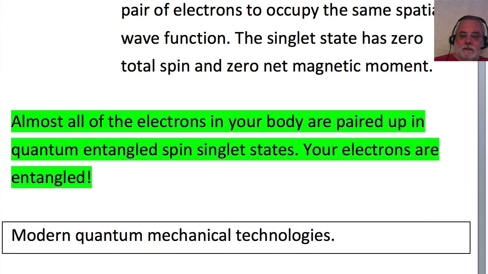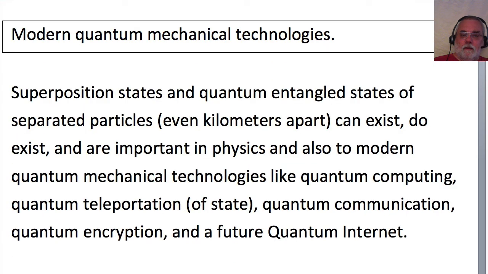Modern quantum mechanical technologies. Superposition states and quantum entangled states of separated particles, even separated by kilometers, can exist, they do exist, and they are important in physics and also to modern quantum mechanical technologies like quantum computing, quantum teleportation of state, quantum communication, quantum encryption, and a future quantum internet.